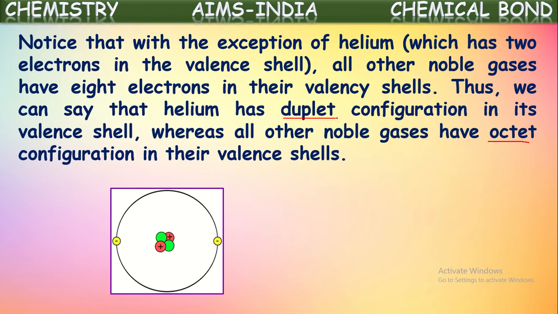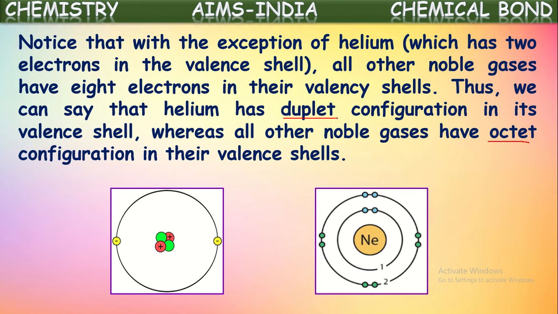See, it is helium. It has only 2 electrons in the first shell. It is completely filled. If we see any other noble gas like neon and other elements, they have 8 electrons in their valence shell. This is called octet configuration. This is a duplet configuration.